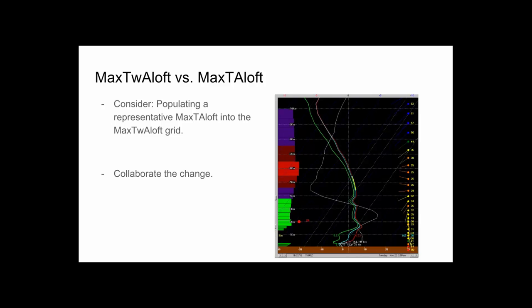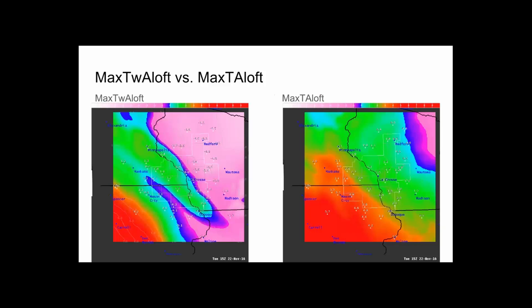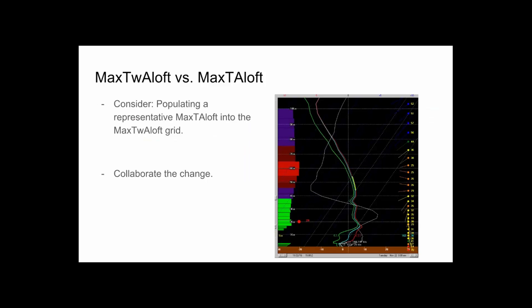So in this event, we ended up with some more freezing rain or sleet. And even here at the office in La Crosse, we were experiencing sleet and even I think a little bit of rain mixed in with that. And that would fit more of the max T aloft rather than the max wet bulb. So consider that in these instances to populate the max T aloft into the max wet bulb, and then, of course, collaborate that in the process.